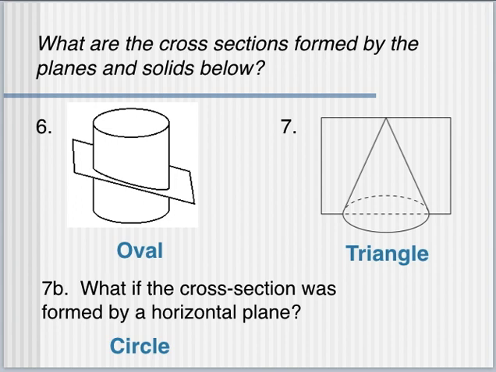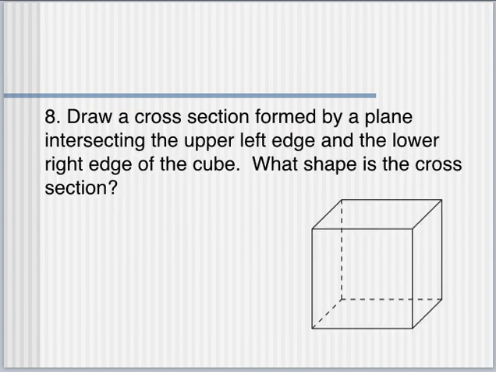Last question is a challenge question. Draw a cross-section formed by a plane intersecting the upper left edge and the lower right edge of the cube. What shape is the cross-section? So if you take the upper left edge and the lower right edge and you cut to connect those two, the shape of your cross-section is a rectangle.